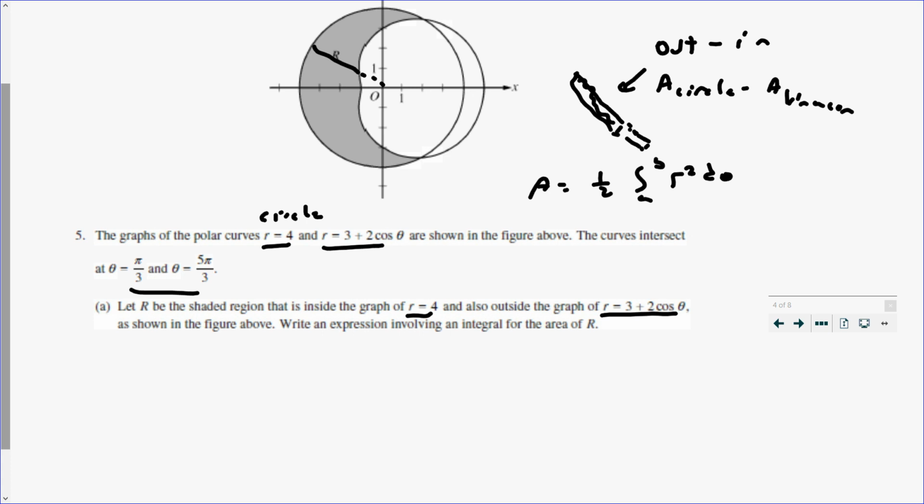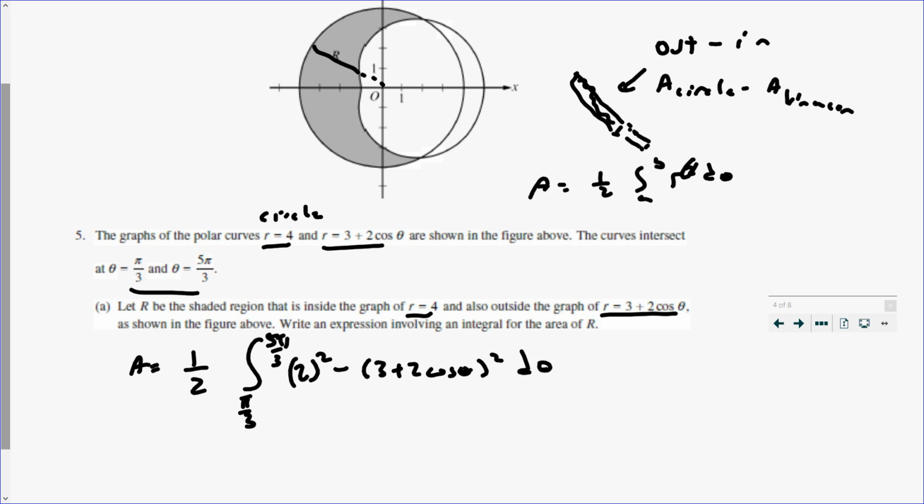Now we do have a choice. We can write this as two integrals, or we can write this as one, because they basically share the same region. Everything's the same. So I'm going to write this as a single integral, and you would get area is 1/2 integral from, they tell us, pi over 3 to 5 pi over 3. The area of the outside is our circle, so we're going to take 2, but don't forget you've got to square it, minus the limaçon, which is just (3 plus 2 cosine theta) squared d theta. And there's your answer.